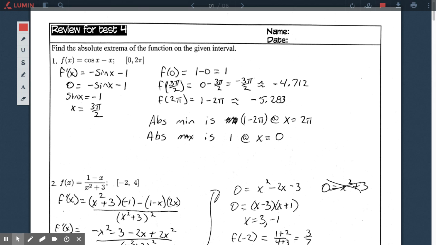All right, answers to review for test 4. Problems number 1 and number 2 are absolute extrema. Remember that absolute extrema can only occur at critical points and endpoints. So to get critical points, I need the first derivative.